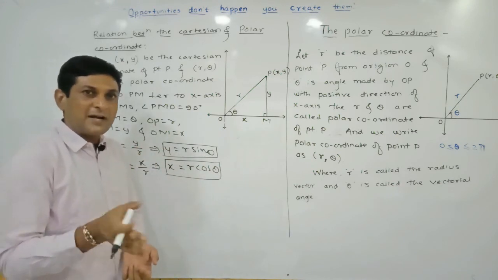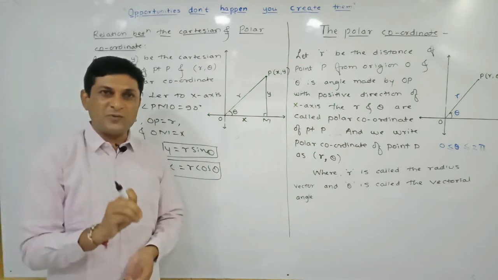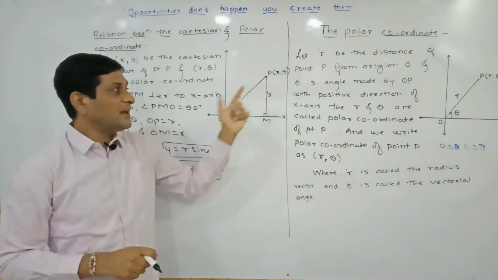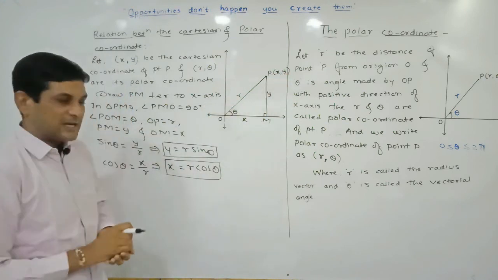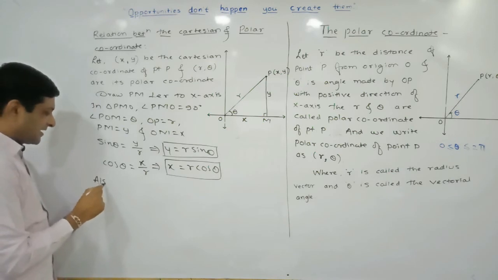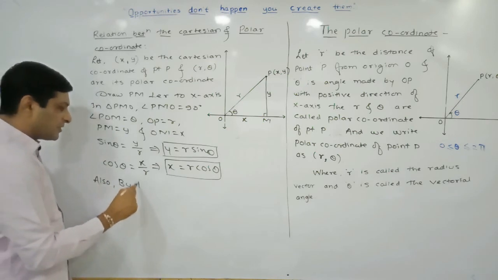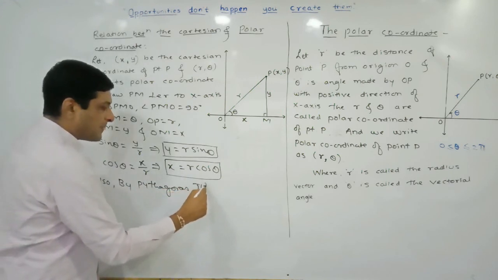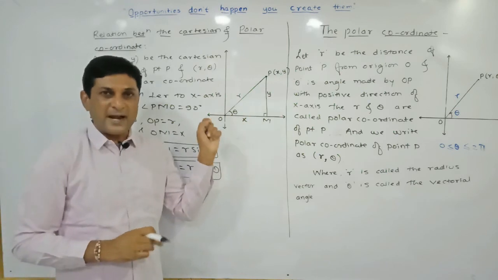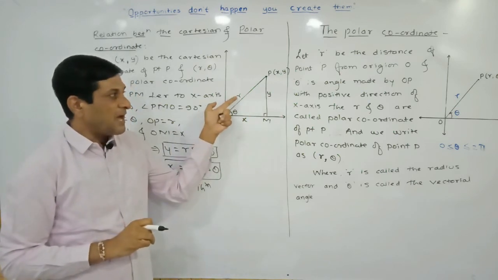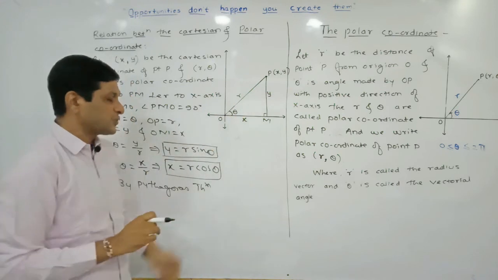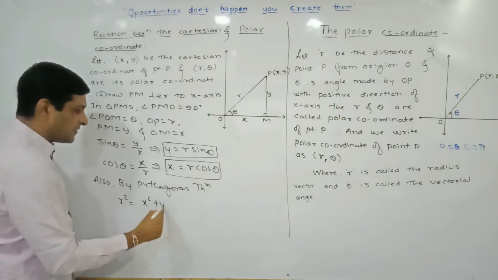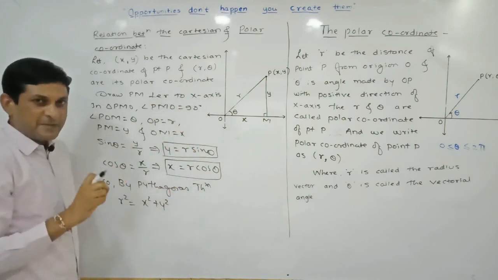Now we will discuss, if Cartesian coordinates are given to us, then how to find the polar coordinates. Cartesian coordinates means X and Y are given to us, then how to find the values of R and theta. Here we can apply the Pythagoras theorem. Why are we able to apply it? Because this triangle is a right angle triangle. In this right angle triangle, hypotenuse square is equal to the sum of squares of these two sides. So R square is equal to X square plus Y square.